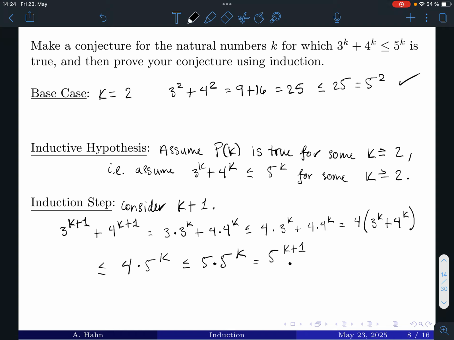So sweet. Let's finish out this proof. So we say, therefore, 3 to the k plus 4 to the k is less than or equal to 5 to the k for all k greater than or equal to 2. Sweet.